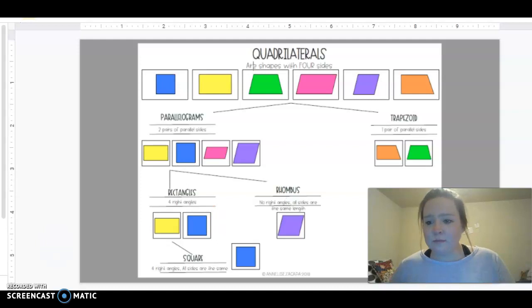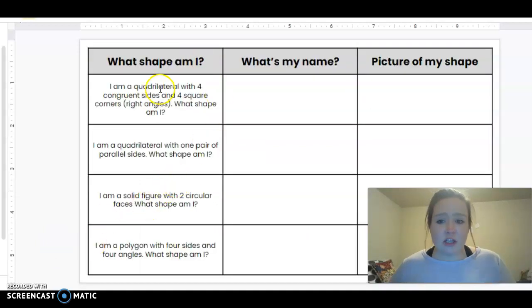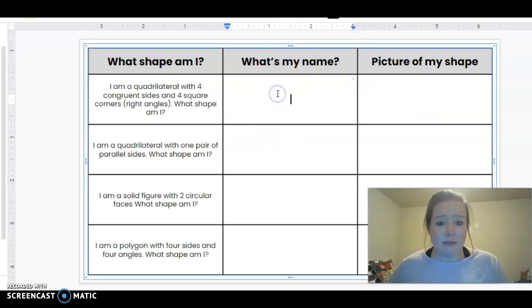All right? Then I give you these clues. What shape am I? I am a quadrilateral with 4 congruent sides and 4 square corners or right angles. What shape am I? So you're going to go back to these and determine what shape. So you're going to type the shape here, and then you're going to upload a picture.